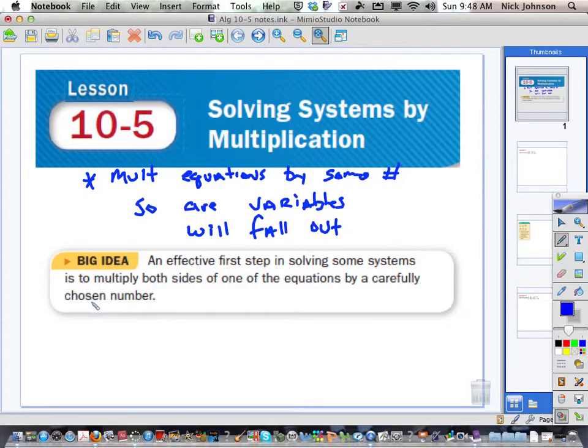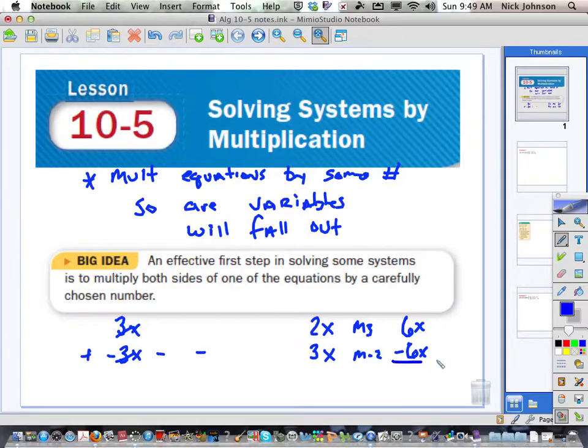And if you remember from the previous lesson, we had a 3x and a 3x. And what Mr. Johnson did was he multiplied every single thing by a negative, same process, because I wanted my x's to cancel out when I added those two equations together. Same process here. If I got a 2x and a 3x, I'm going to have to multiply this by 3 to give me 6x, and multiply this by a negative 2, so then I get a negative 6x, and these will cancel out.